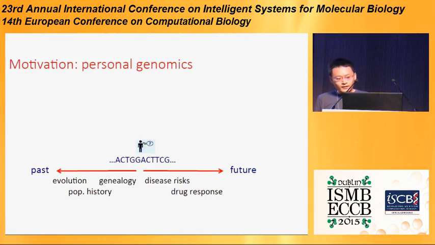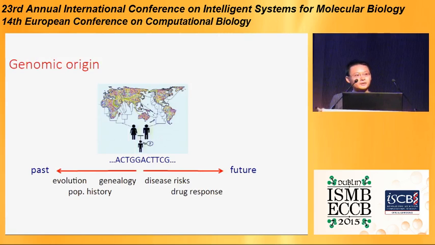In order to fulfill this very exciting promise of personal genomics, there are many computational challenges that need to be addressed. In particular, it's very important to be able to accurately infer what the genomic origins are of the different parts of the individual's genome. By that I mean, for example, if we take an African-American individual, different parts of her genome are going to come from Africa, Europe, or Asia. So that's the geographic origin of different parts of the genome.